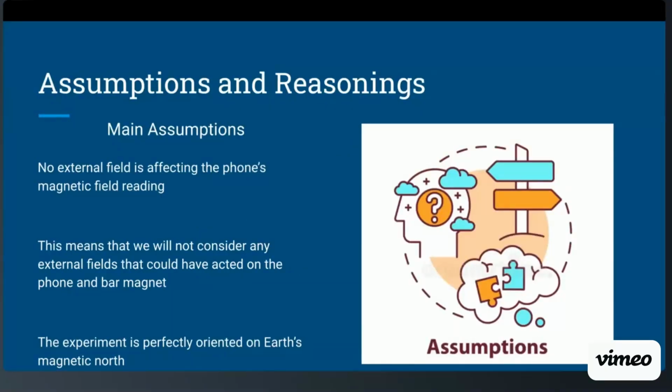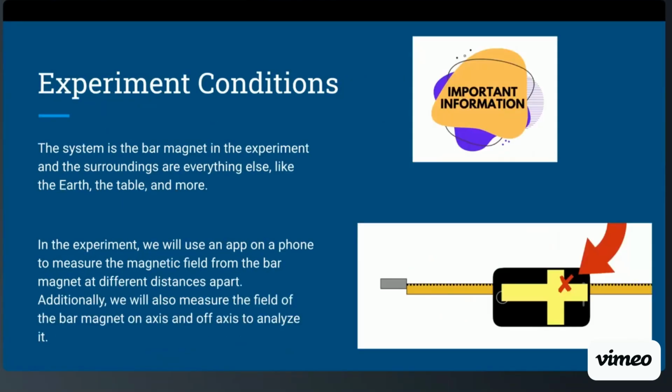Now we must cover some major assumptions in the experiment, and one is that there are no external factors affecting the bar magnet or the phone in the experiment. This means that we're only considering the bar magnet's magnetic field to be present in the experiment. Additionally, everything is assumed to be properly aligned with Earth's magnetic north. On top of the assumptions, it is important to know that the system, which is what we will analyze, is the bar magnet in the experiment, and that everything else is surroundings, like Earth, the table, and much more.